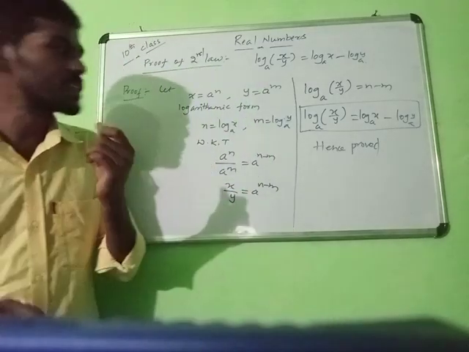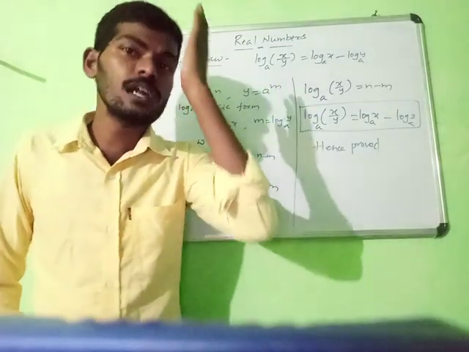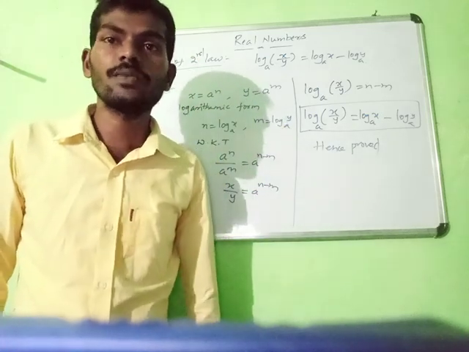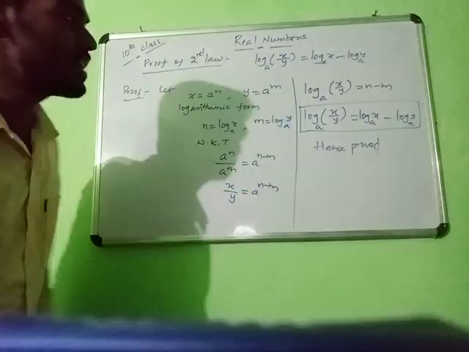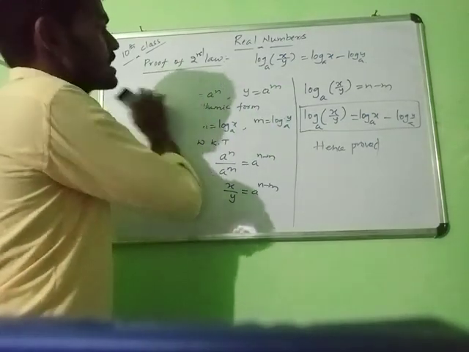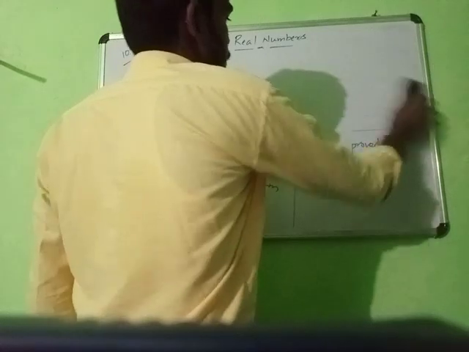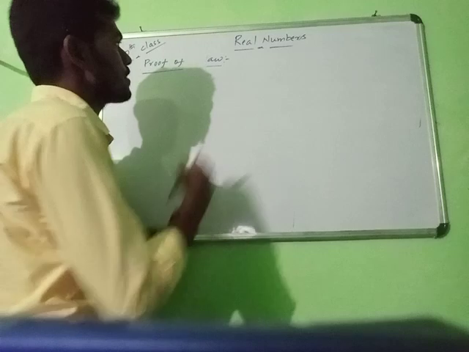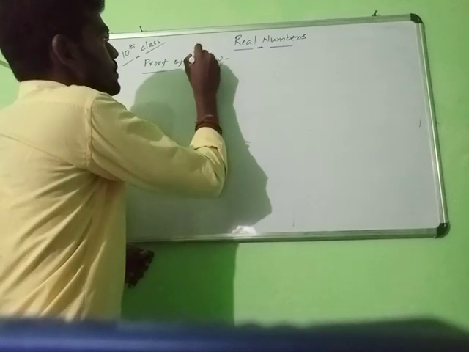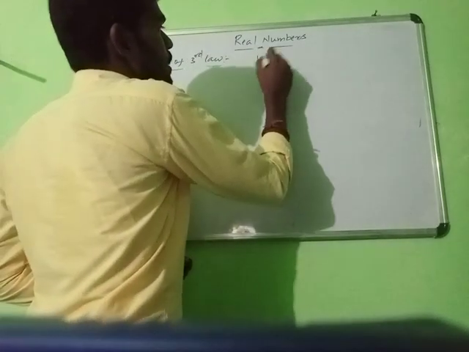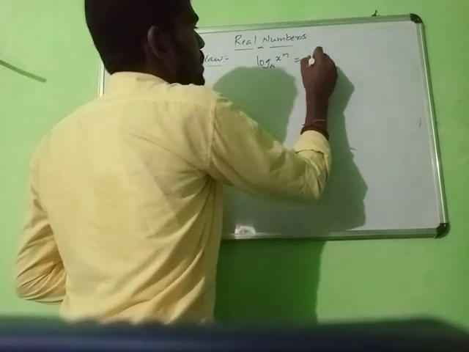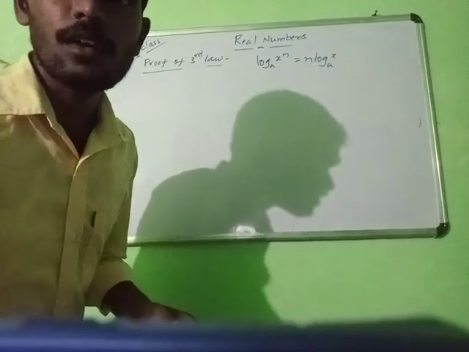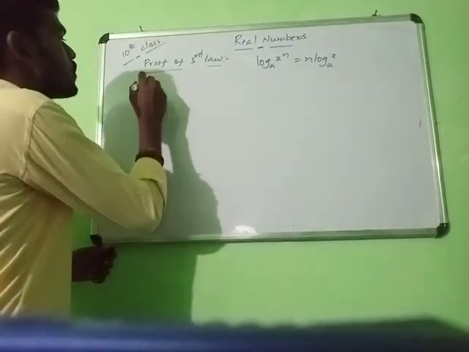Okay, and then the third law. Log of x power n base a is equal to what? n into log x. How do we find that formula? Proof of the third law, take next. Log of x power n base a is equal to n into log x base a. This is the third law.